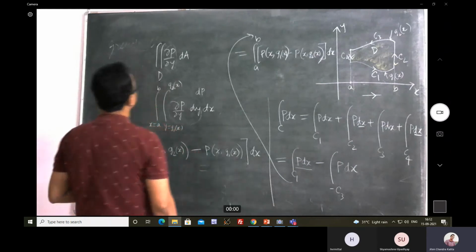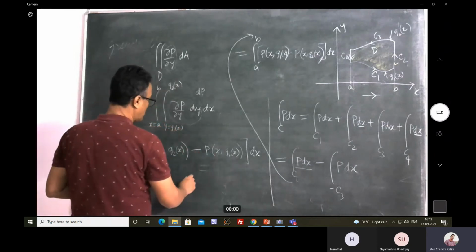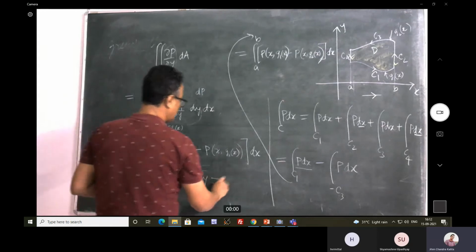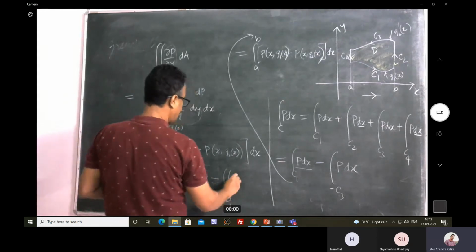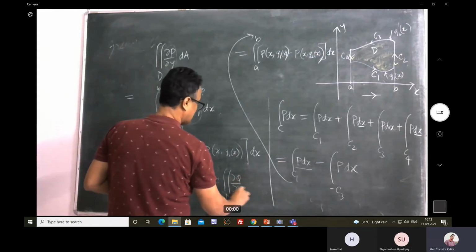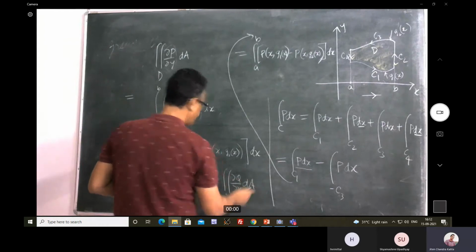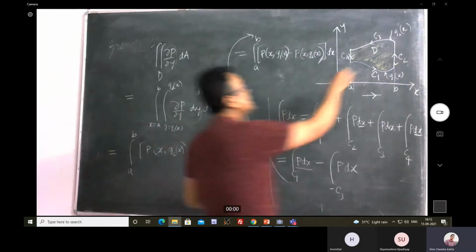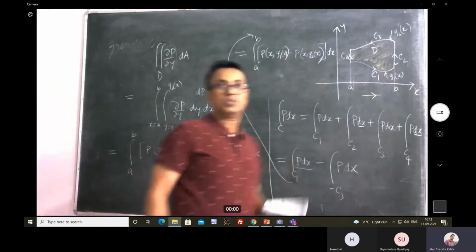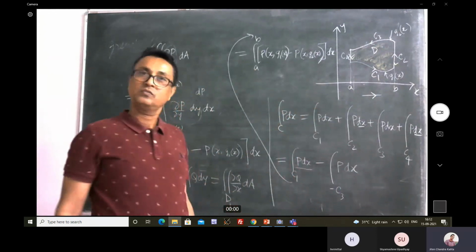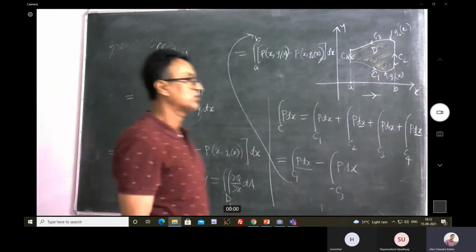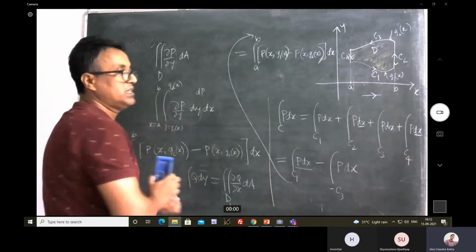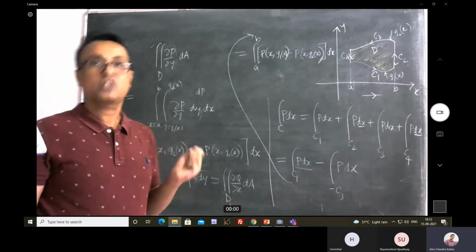So similarly, you can prove the other part. Other part means you can prove that the integral of Q dy equals the double integral over D of del Q del x dA. If you consider D as a type 2 region, you can easily prove that. Okay, so that you can do at home. Okay, so this is about your Green's theorem.